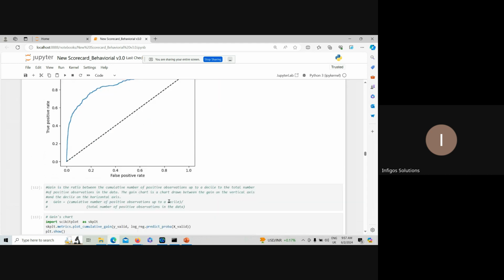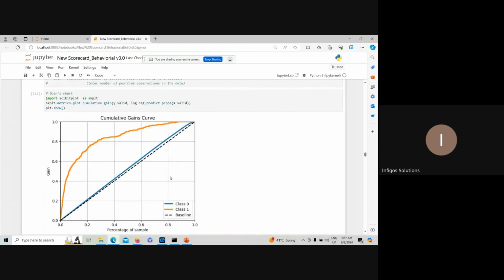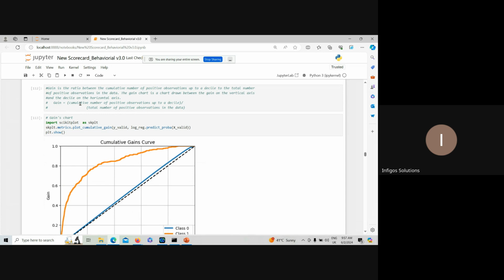When you talk about the gain chart, you have the cumulative number of positive observations up to that decile, and you have the total number of defaults in the data. So it is the number of defaults divided by total defaults. In the case of lift, it will be the number of defaults up to that decile divided by defaults in 10% of the data.